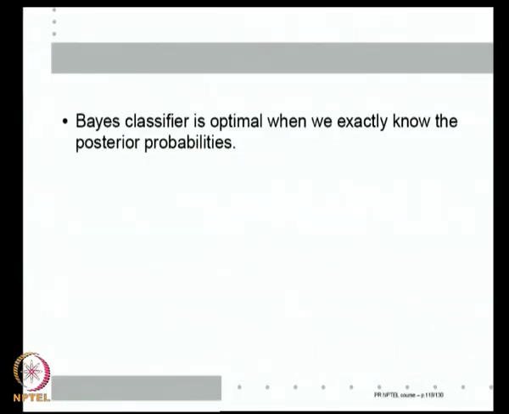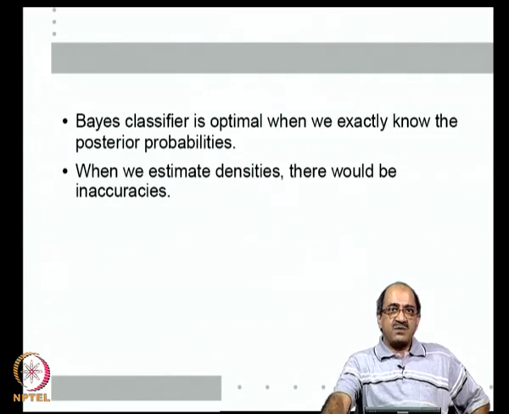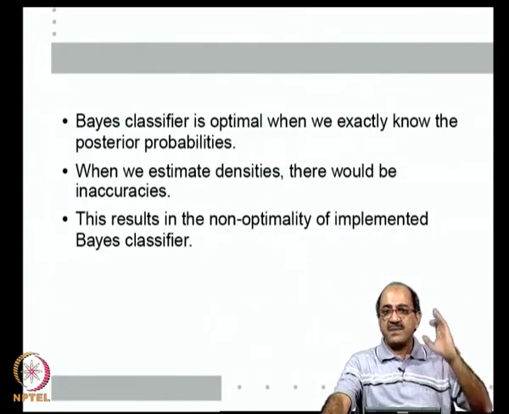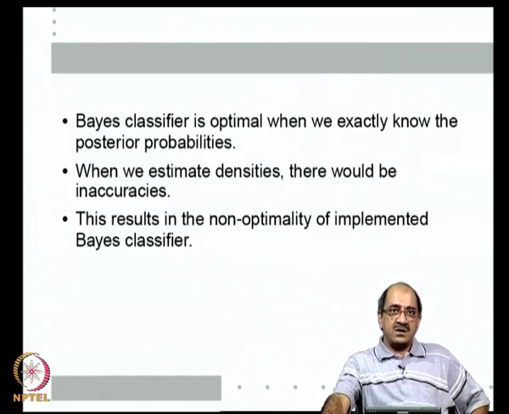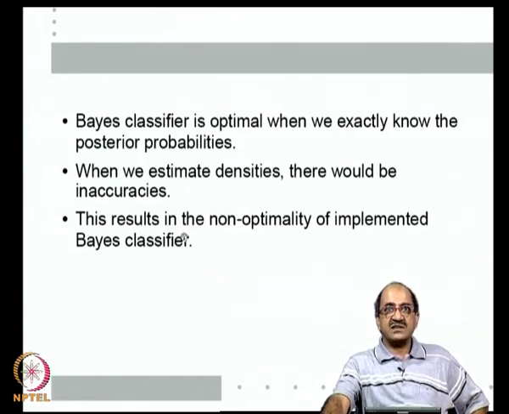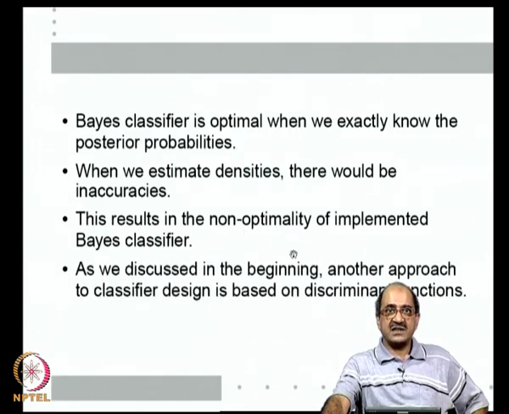And then we also looked at a few other classifier structures. Then we came back to implementing Bayes classifiers, and for that how to use the training samples for estimating the density functions. So, with estimated density functions we can implement the Bayes classifier. The Bayes classifier is optimal only when we exactly know the posterior probabilities. When we estimate densities, of course, there will be inaccuracies, and because of the inaccuracies the implemented Bayes classifier will be non-optimal. So, even though the Bayes classifier is best, any implemented Bayes classifier will not be optimal anyway, because there will be inaccuracies in density estimates.